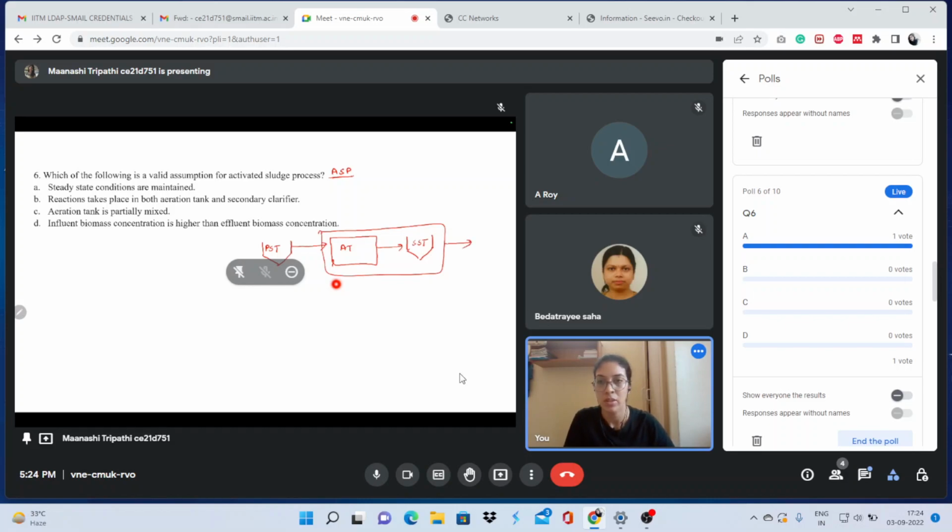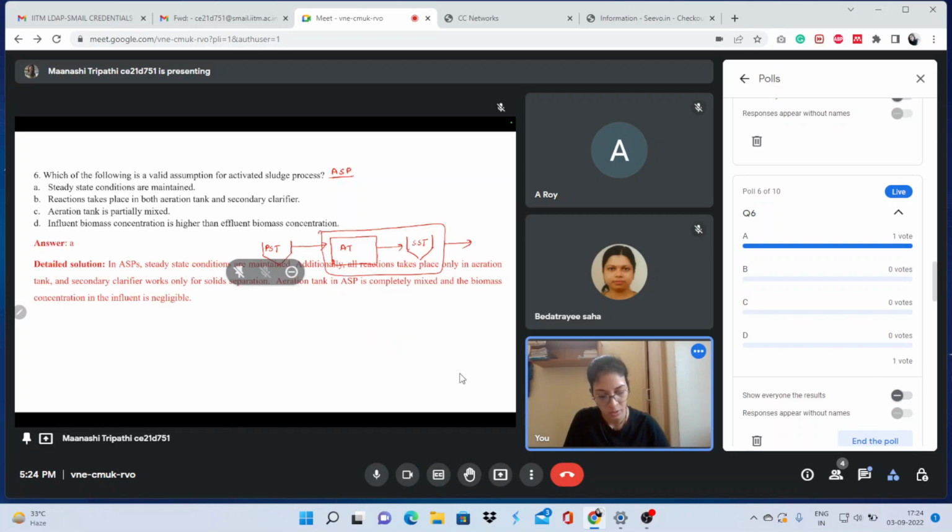Okay. So let's look at the answer. The answer is A. One of the important assumptions is that this process is completely mixed, a completely stirred tank reactor. As you have studied this concept, steady state flow is there, which means we were equating this equation to zero, remember in previous lectures. That is why this process is in steady state condition.